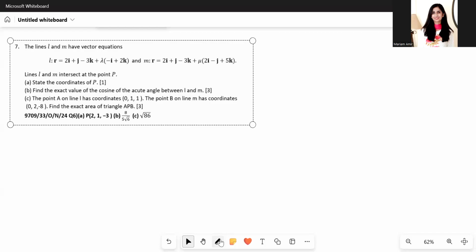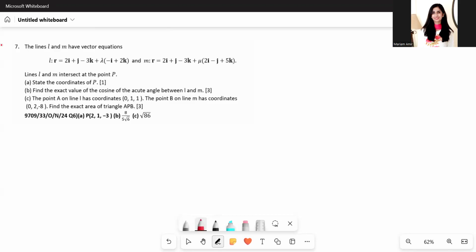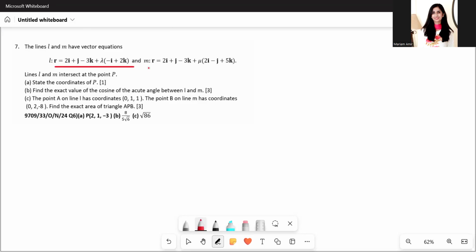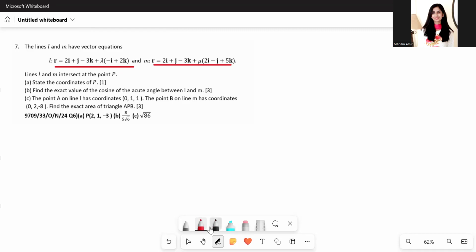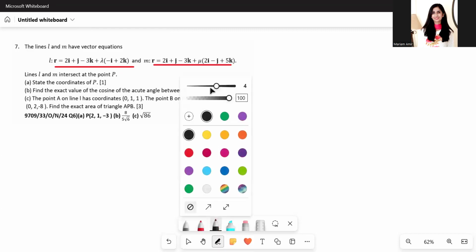So we're solving this question on vectors, which says that the lines L and M have vector equations given by these two equations. Lines L and M intersect at the point P. State the coordinates of P. Okay, so to find the point of intersection, we equate the two lines' equations.